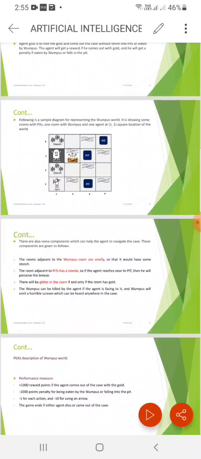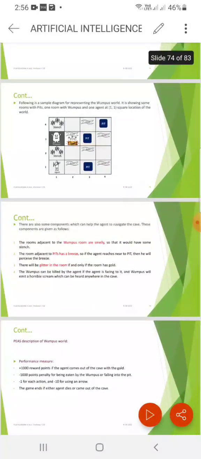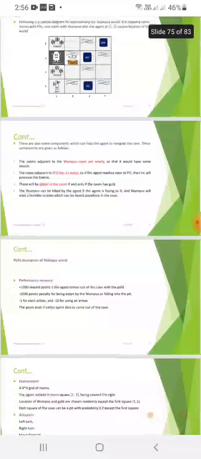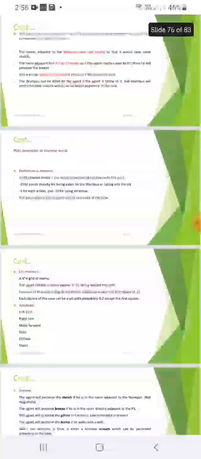If he senses a stench, then in the next room there will be a wumpus. If he senses a breeze, the next room will be a pit. If he sees any glittering thing, he can identify it's gold. And the wumpus can be killed by the agent if the agent is facing it, and the wumpus will emit a horrible scream which can be heard anywhere in the cave.